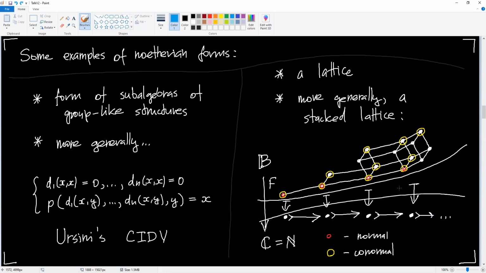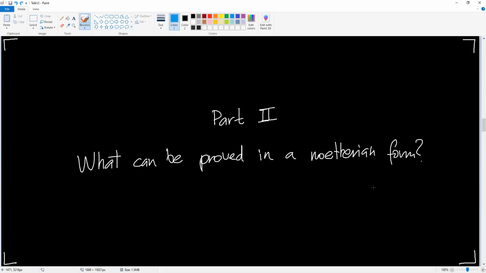So the point was to say that the Noetherian forms, there are plenty of them, actually. And let's see now what we can do with the Noetherian forms. So this brings us to the second part of the talk, which will look at the question, what can be proved in a Noetherian form?